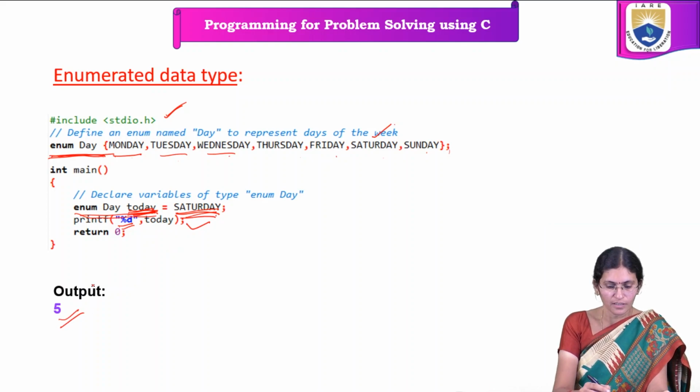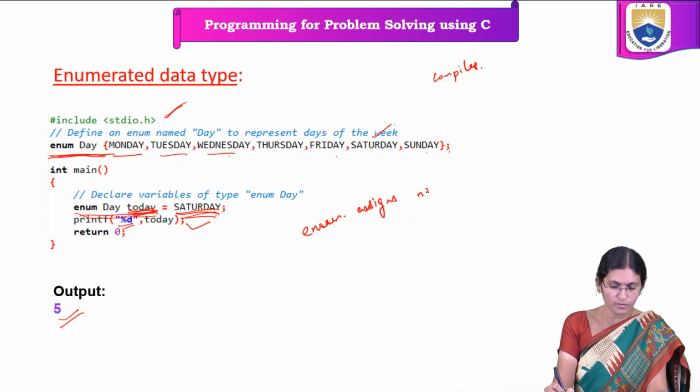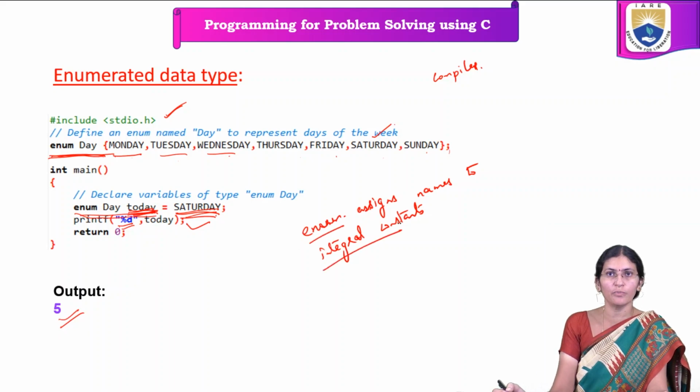So why? Let us see the definition once again. The definition here is that an enumerated data type assigns names to integral constants. This is the definition of an enumerated data type, or enumerator, or enumeration. Whatever names we have, the compiler will automatically assign some integral value to these different names which we have used in the data type.